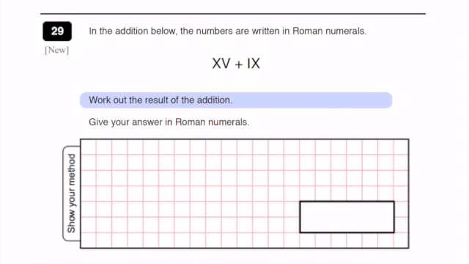Right. In the addition below, the numbers are written in Roman numerals. Work out the result of the addition. Give your answer in Roman numerals. Press pause while you do that.